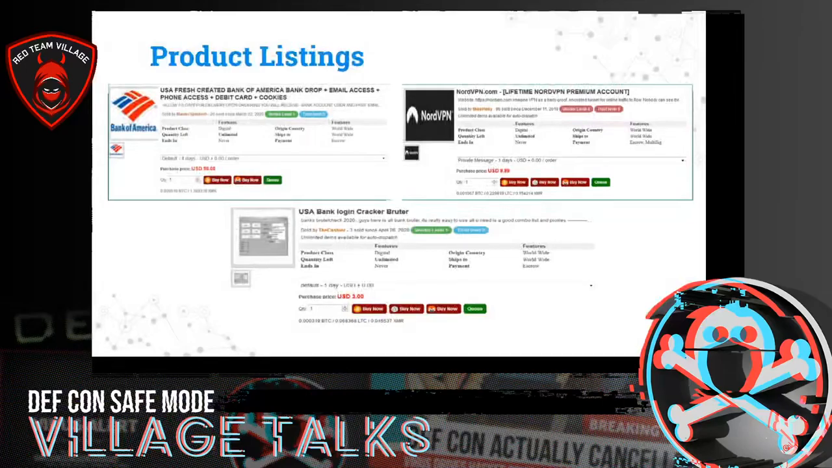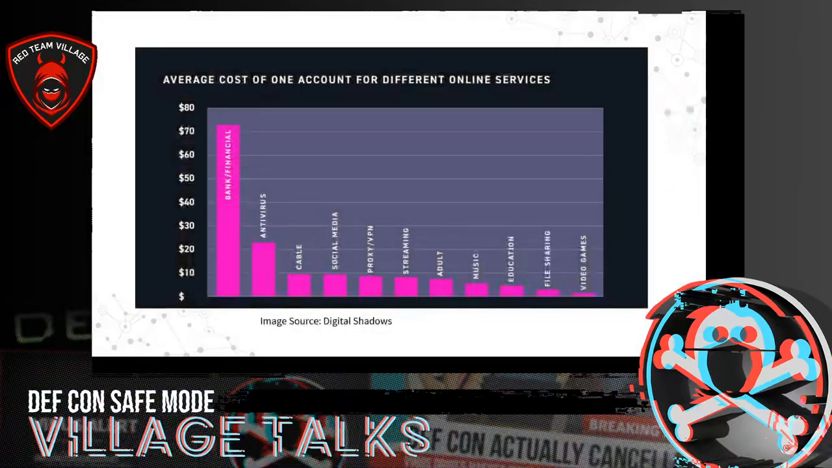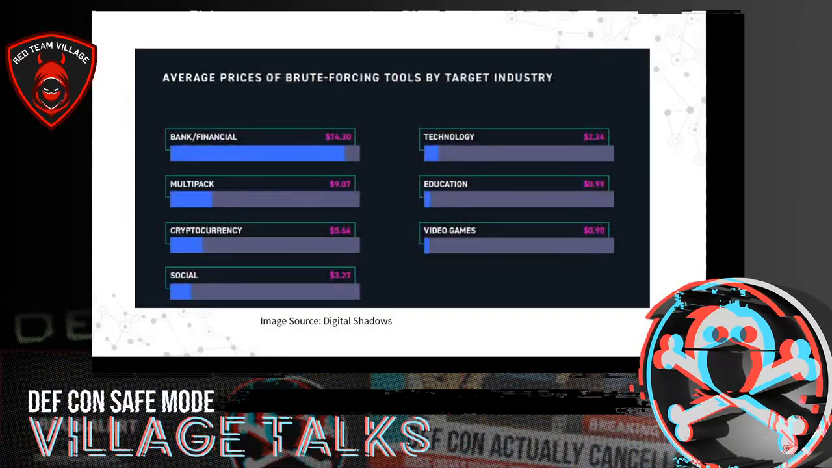These are some of the product listings from the forums of the dark web. This is how the products are being listed. You can see the average cost of accounts for different online services, like bank services, and the average cost of service for video games. This is the average cost of tools being sold on the dark web. As you can see, the bank and financial average cost is $74, so you can buy a brute forcing tool for some bank at $74.